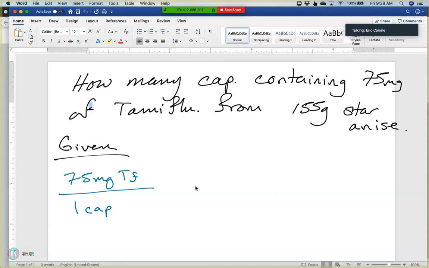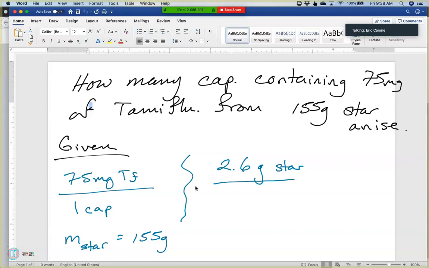We also know that the mass we start with for star anise is going to be 155 grams. We also got from the reading that for every 2.6 grams of star anise, we can extract 0.13 grams of shikimic acid. Maybe I should write that out because star anise and shikimic acid both have the same initials. And each of these make up 1 capsule.